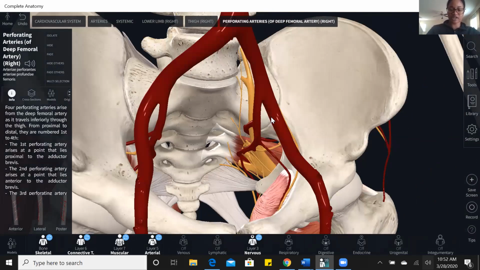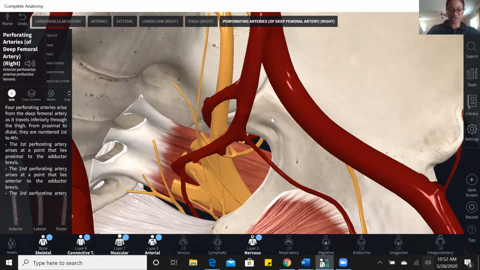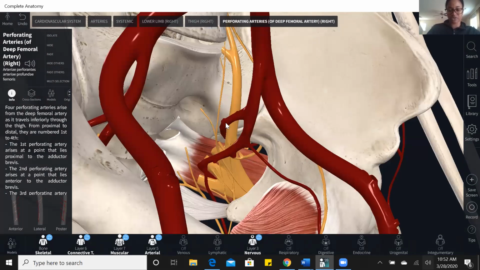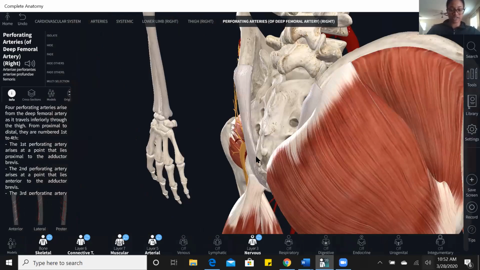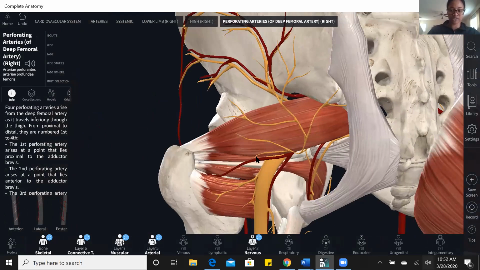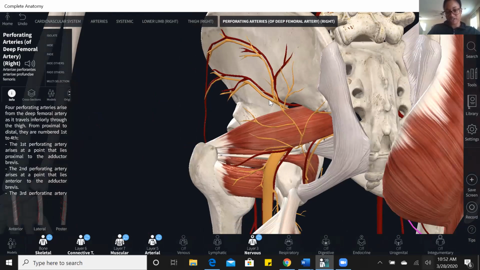Up here, I have it with the relationship with the nerve as well, so that you can see that the superior gluteal dives under the lumbosacral trunk, and the inferior gluteal dives between S2 and S3. And then also something else I wanted to show again was that relationship with the piriformis, which you see here, that it also has with the arteries as well as the nerves.